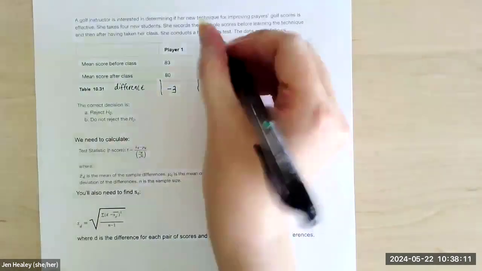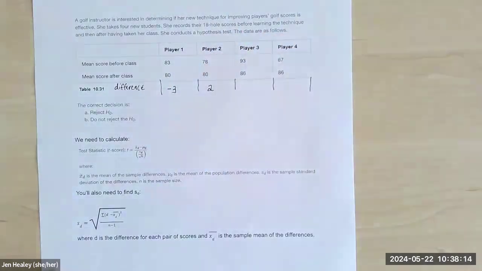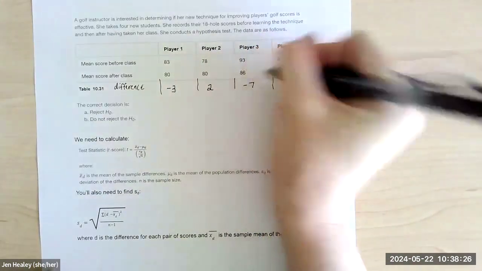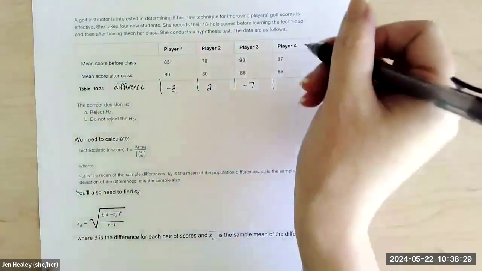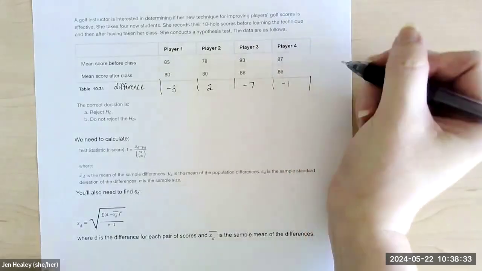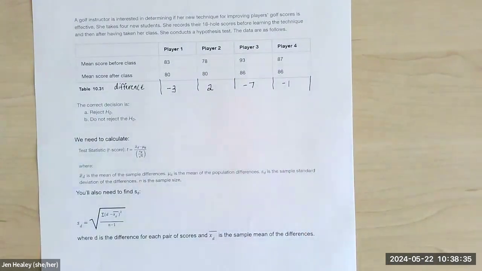My after minus my beginning, I actually get a +2 on this one. That's bad. 86 minus 93. I don't even need you to be able to do that in your head. 86 minus 93 is going to be a -7. Okay, but we should probably be able to do the other one in our head. 86 minus 87 would be -1. Those are my differences. Okay.